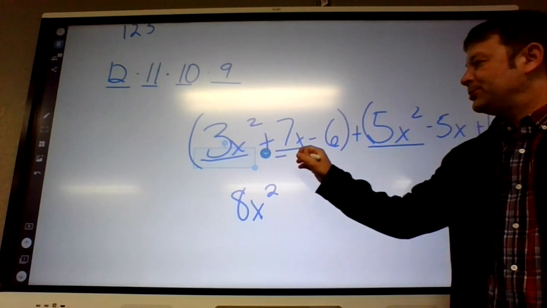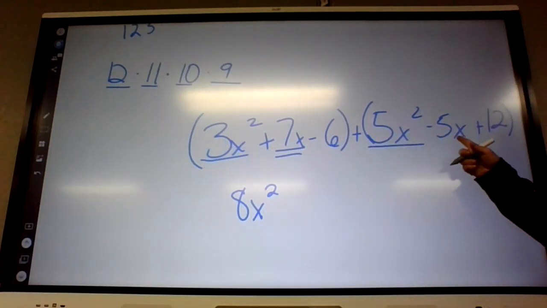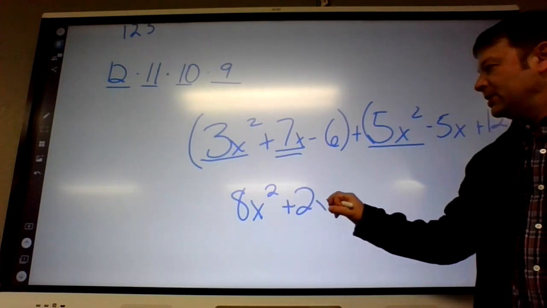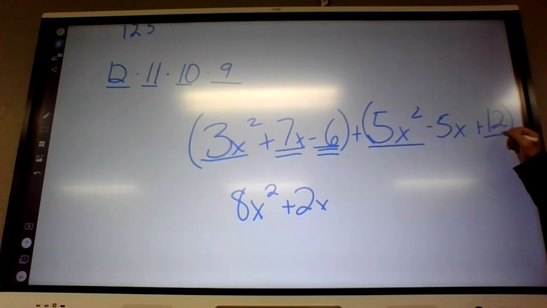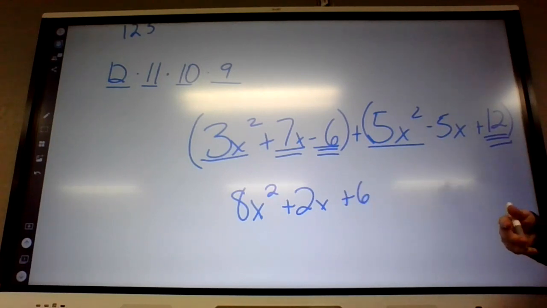Okay, and then you can do 7x plus minus 5x is what? Positive 2x. So if it's a positive, you just put a plus right there. And then we have negative 6 plus 12 is positive 6. Okay, if it's a negative, just put a minus.